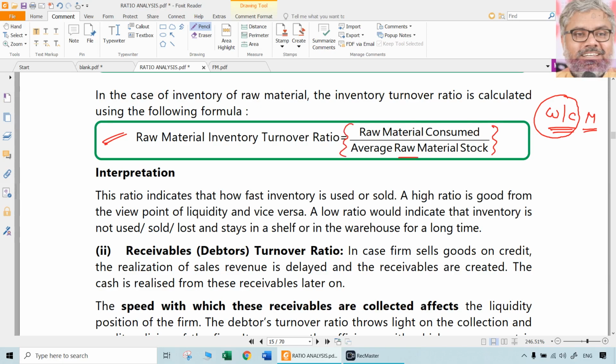Denominator is average stock of raw materials. Again, raw materials opening stock plus raw materials closing stock divided by 2, that is the denominator. Numerator here will be raw materials consumed, not cost of goods sold, because you are not selling the raw materials, you are consuming them. The amount of raw materials consumed during a particular period divided by average stock of raw materials will give us raw material turnover ratio.